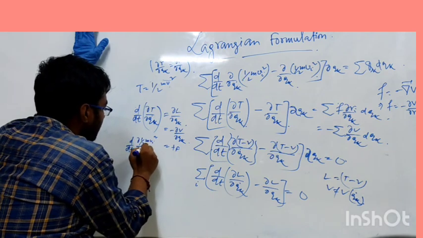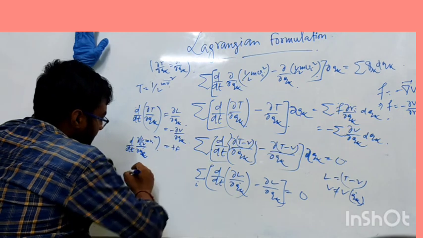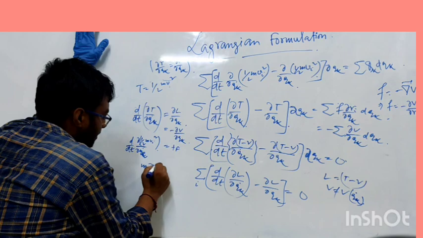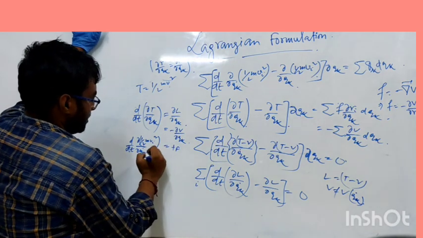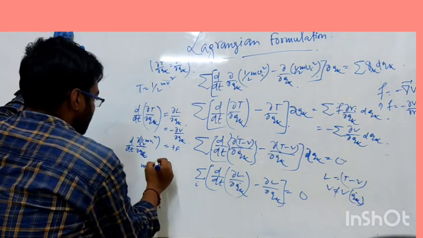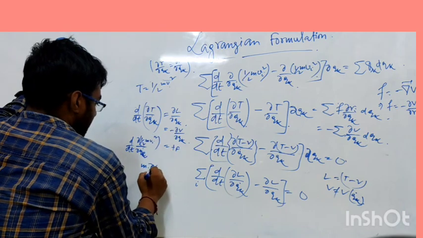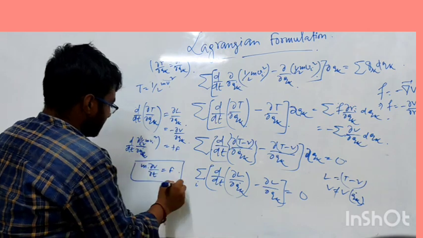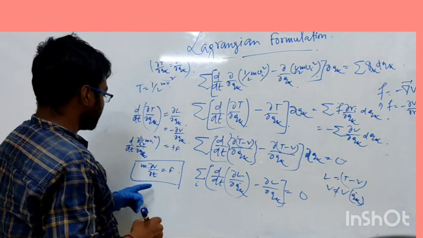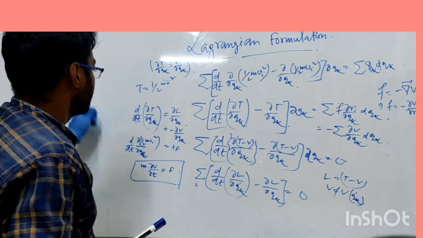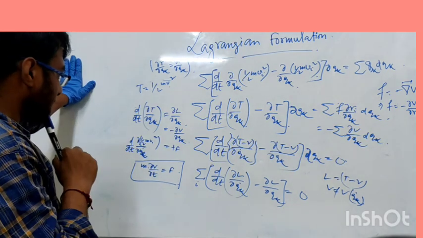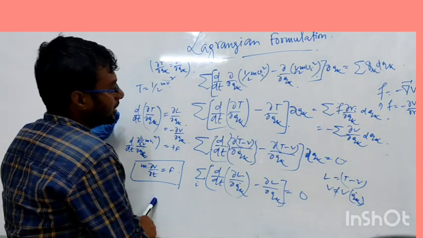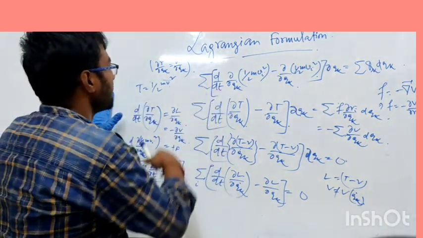this gives minus del V del Qk. That means it gives the force F. On the other side, if we differentiate T equal to half m v square with respect to Qk dot, we get m dv/dt, which will be equal to F. So in this way we can get Newton's formula from the Lagrangian formulation.